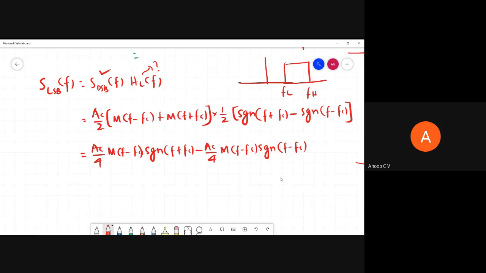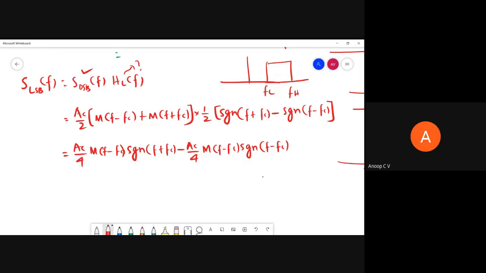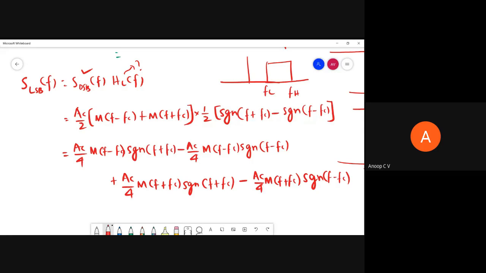Then what will be the next term? So the next term will be plus AC by 4 M of F plus FC times signum of F plus FC, right, and minus AC by 4 M of F plus FC times signum of F minus FC. Sorry, it is AC by 4 M of F plus FC, so it should be F plus FC, times signum of F minus FC. So we have this much now, right?